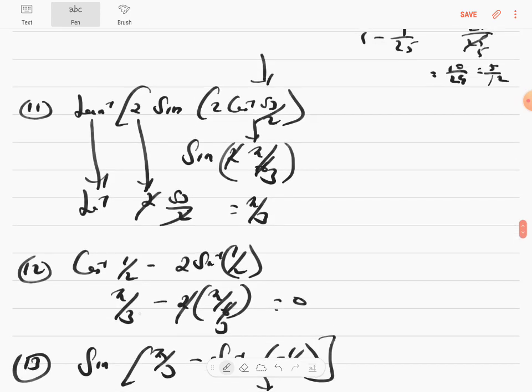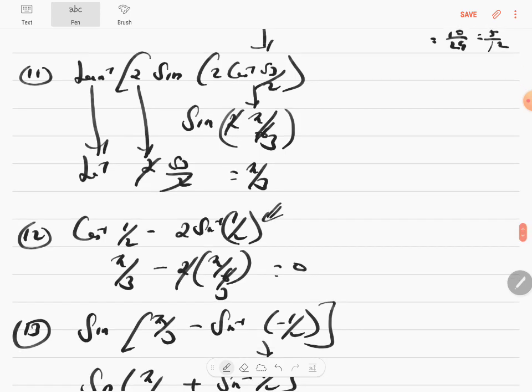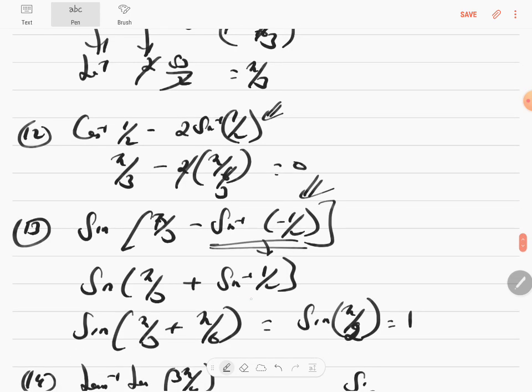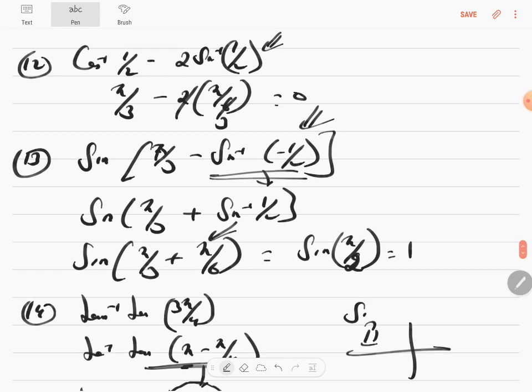So cos inverse of 1 by 2 plus 2 sin inverse of 1 by 2. Sin inverse of 1 by 2 is a known value. Just substitute and you get the answer to be 0. So sine of pi by 3 minus sine inverse of 1 by 2, negative argument, take the minus out. Sine inverse of 1 by 2 will occur only in 30 degrees, which is pi by 6. So pi by 3 plus pi by 6 is 90, sine 90 is 1.